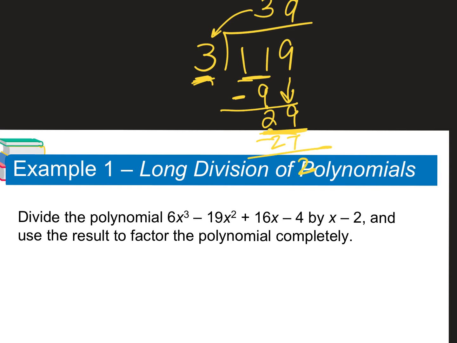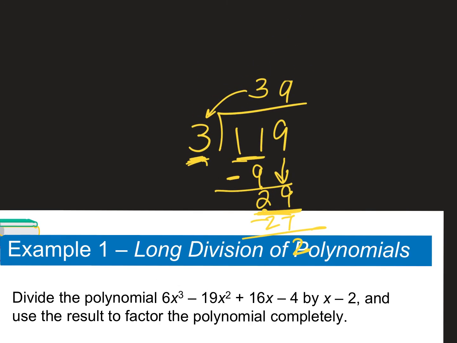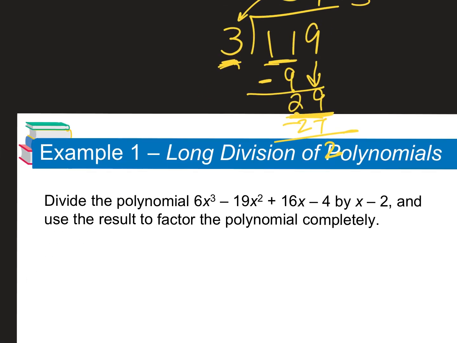And then I bring down. But there's nothing left to bring down. So what is 2? My remainder. And I don't just put R2. We say it's 2 over 3. Everybody remember that process. Okay, we're going to do the exact same thing right now, but with polynomials.